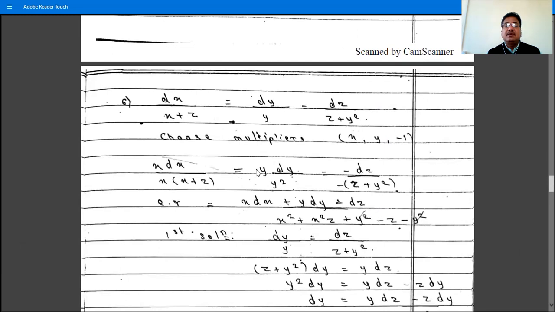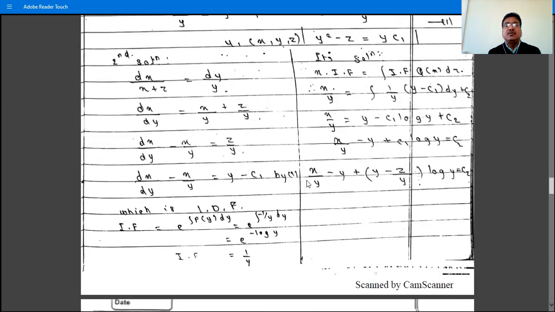This is example number 6. Multipliers are x, y, minus 1. So we have the answer 0. And for the second solution, consider the first two ratios, dx divided by x plus z, and substitute z in terms of y. So we have the second solution.